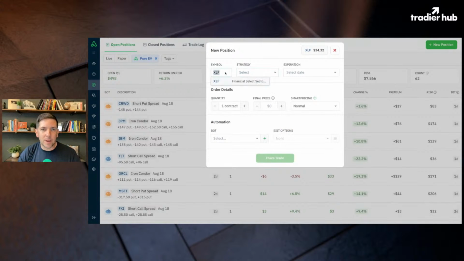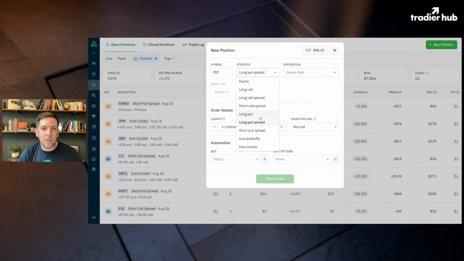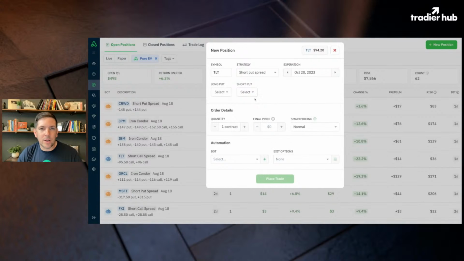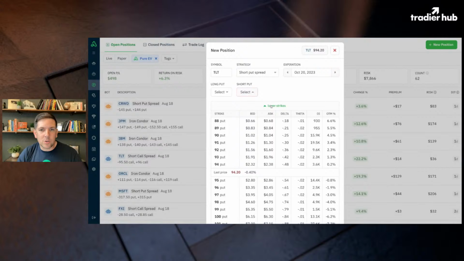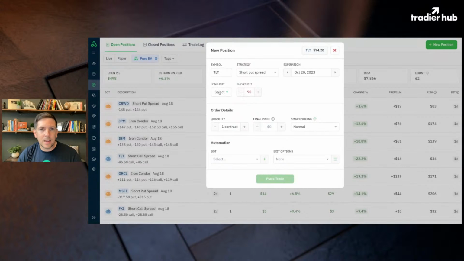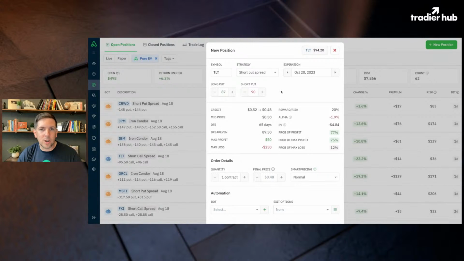So actually, let's look at bonds. Bonds, I think, have been super oversold. Doesn't mean that they're going to stay that way. So let's go in and do the short put spread. We'll do monthlies out in October. We'll select our short strike, maybe around a 90, and then our long strike, maybe at 87. I don't know, we'll start there.